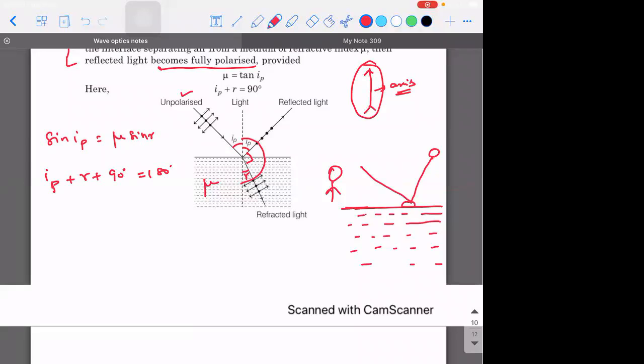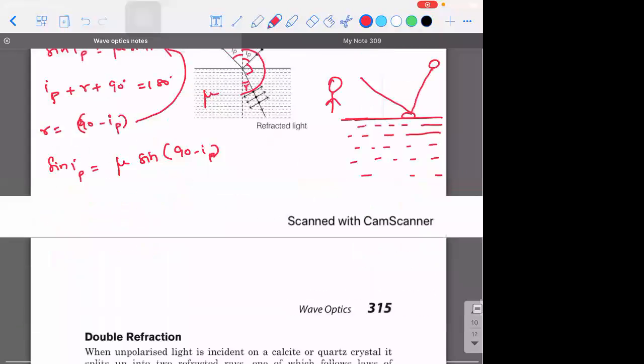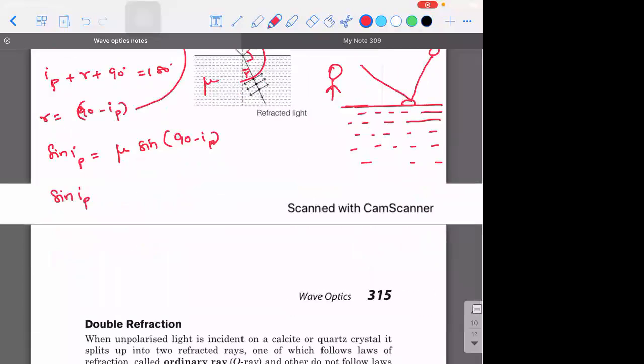Then what is the value of R? R is 90 minus IP. Take this and substitute it here. Then sin IP will be equal to mu into sin of 90 minus IP. So how much will you get, guys? Sin IP is equal to mu times cos IP, which implies tan IP is equal to mu. So IP will be equal to tan inverse of mu. This is how you calculate the angle of polarization or the Brewster's angle.